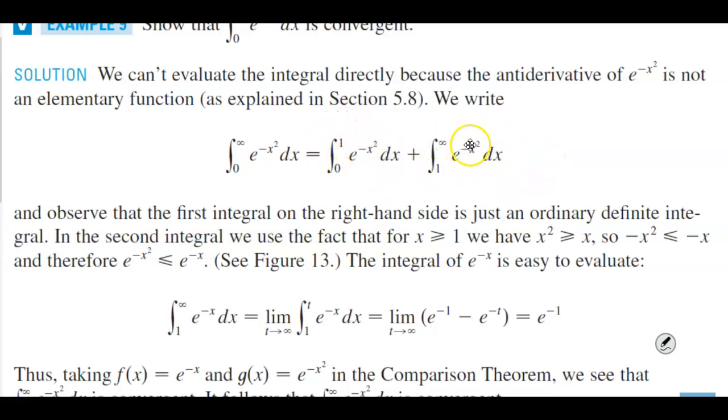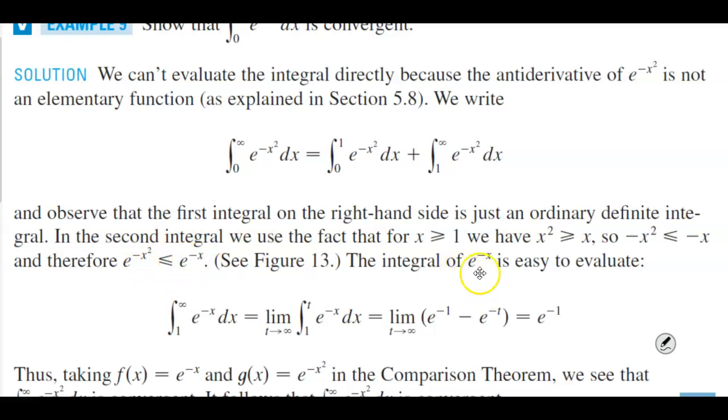In the second integral, we use the fact that for x greater than or equal to 1, we have x squared greater than or equal to x. So therefore, multiplying both sides by a negative, flipping the inequality, makes negative x squared less than or equal to negative x. And therefore, we could say that e to the negative x squared is less than or equal to e to the negative x.